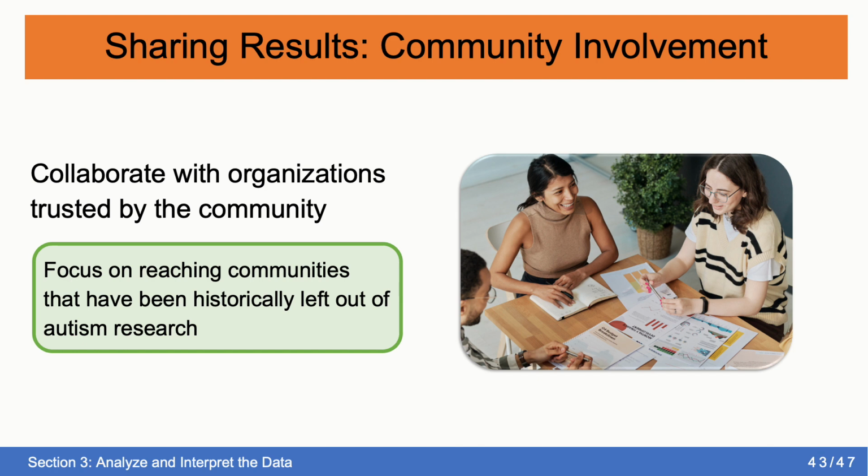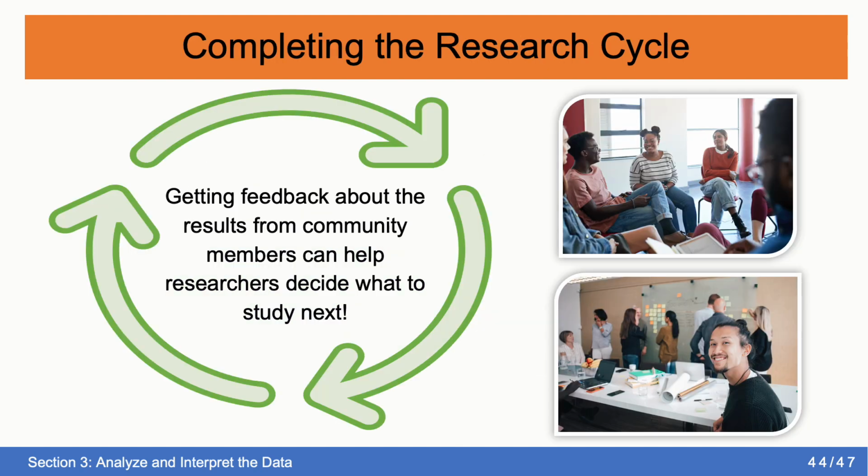For example, they could provide translated results to cultural centers in their community. They could also provide a summary of their research to groups for single parents. There are many different ways to include marginalized people in the plan to share research results. Researchers should also get feedback from the community about the results. This way, community members can help researchers decide what to study next.